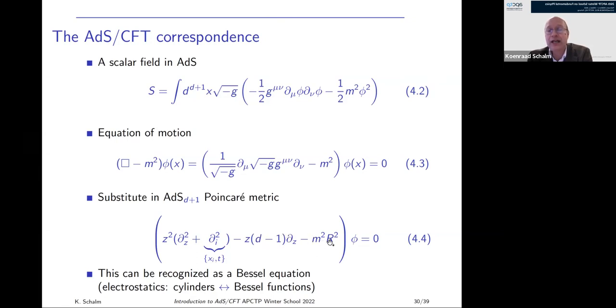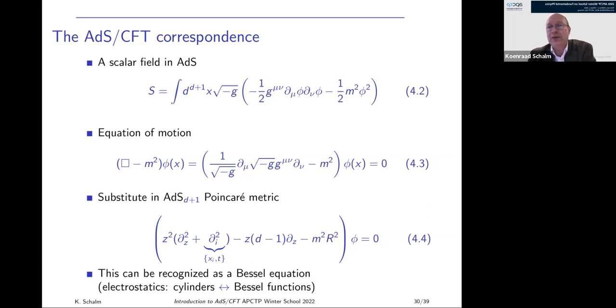Then the final term is an m squared R squared. This R squared also comes from the fact that g^{μν} goes as z squared divided by R squared, and I've multiplied the R squared all the way through. So this is a one-line derivation to construct this differential equation.